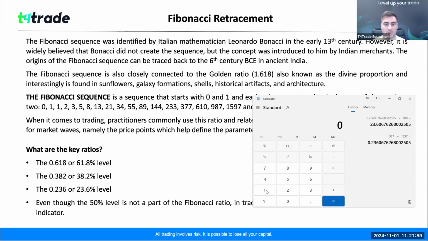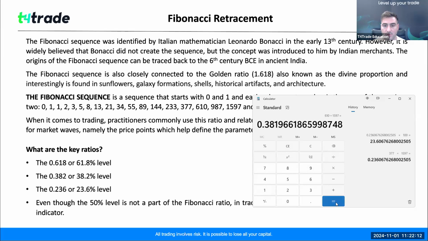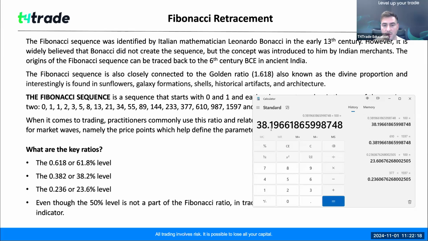So let's just do another one. You have 610, and you divide that by 1,597, and you're going to get the 38.2. Okay, so it's an approximation. If you round the number up, you're going to get 38.196, so it's going to be 38.2.